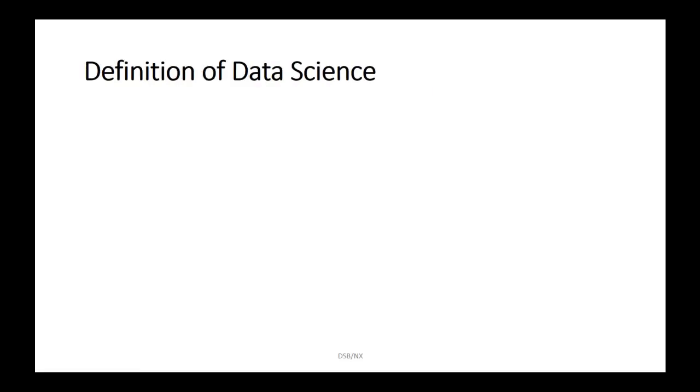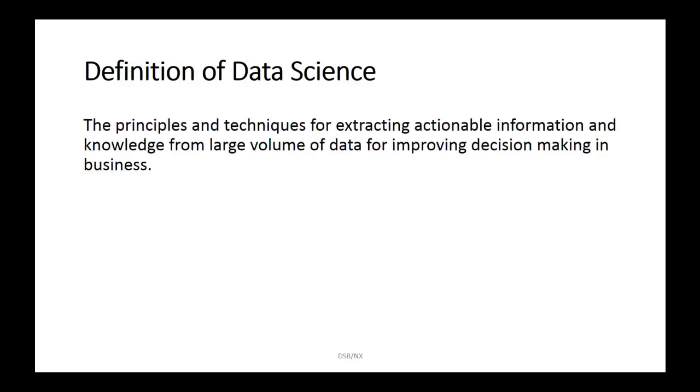So finally, we'll conclude this lecture with a definition of data science. Lots of times giving a definition is an act of catch-22. The definition of something only makes sense when you already know what that something is. But for the sake of completion, here is a definition of data science. It's the principles and techniques for extracting actionable information and knowledge from a large volume of data for improving decision making in business.